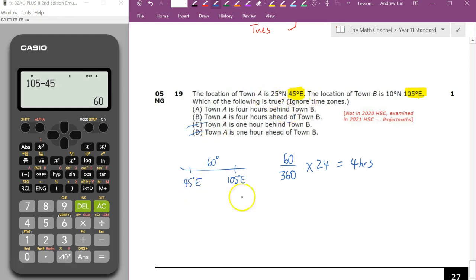Town A is at 45. So that's town A. Town B is at the 105. So town A is 4 hours behind town B. So the answer is A.